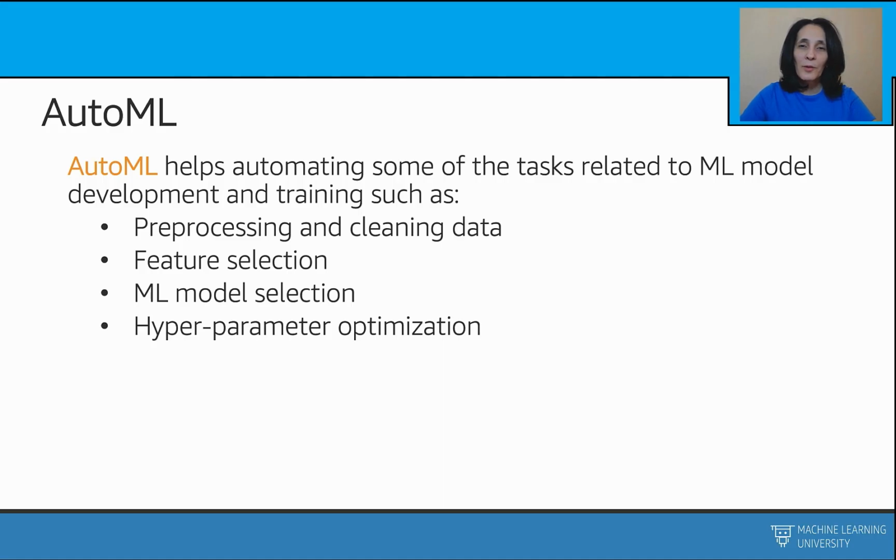So let's introduce another ML technique that's gaining more traction these days, AutoML. AutoML helps automate some of the tasks related to machine learning model development and training, such as pre-processing and cleaning data, feature selection, ML model selection, and hyperparameter optimization.